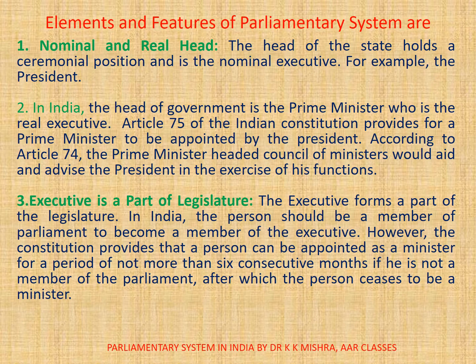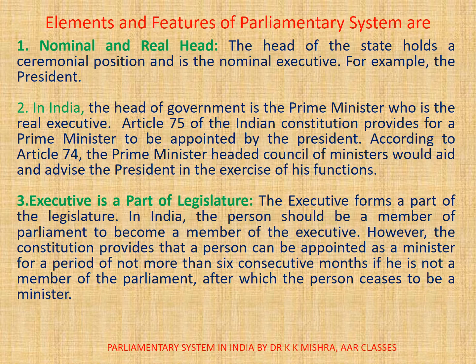Now come to the elements and features of the parliamentary system, which are given in the slide and the following slides. Number 1. Nominal and real head. Here we need to understand. The head of the state holds a ceremonial position and is the nominal executive. For example, the president. So, the president is basically the nominal executive, whereas the prime minister actually exercises the powers which are vested in his capacity. Number 2.